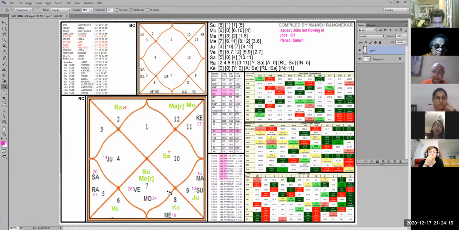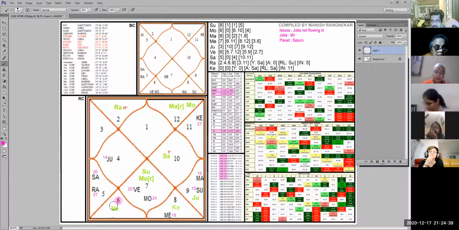So here, which is your sixth house? Who is the lord of the sixth house? Mercury. Your dasha is also Mercury. Your dasha's nakshatra lord is also Mercury. So Mercury is on because it is the sixth house lord, it is the sixth house cuspal sub lord, and it is the Mahadasha lord also.